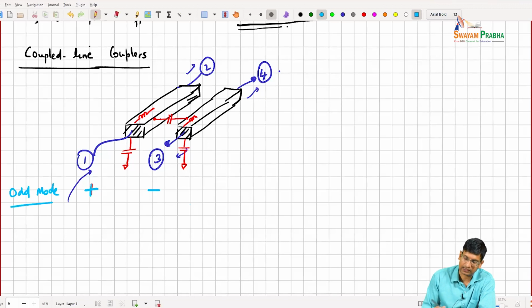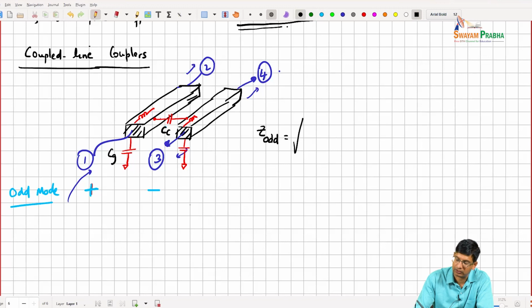And when I apply this kind of odd mode excitation, this capacitance doubles, right? So let's call this capacitance Cc. Let's call this capacitance Cg, right? So there's a plane of symmetry and I effectively see 2 Cc. So I can think of my Z odd as the square root of L over Cg plus 2 times Cc, right?